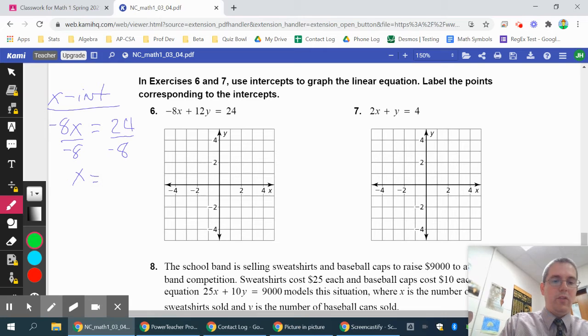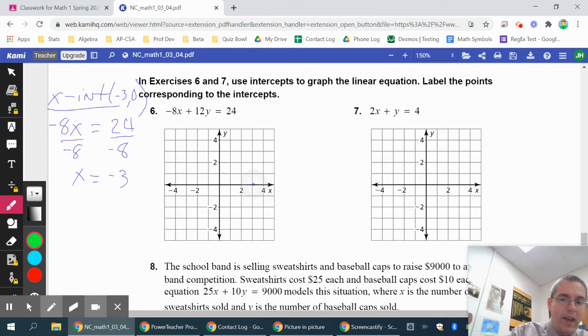So x equals -3. That means my x-intercept is the point (-3, 0), because anything on the x-axis is going to have a y value of 0. So that's the x-intercept, the point where it crosses the x-axis. We let the y be 0. That's why I just got rid of the 12y, and then there's your point.